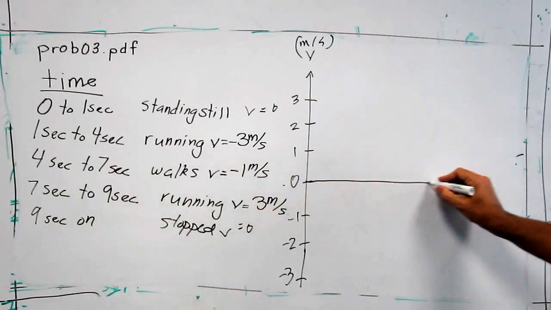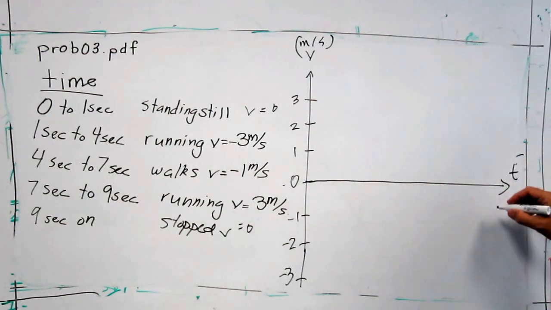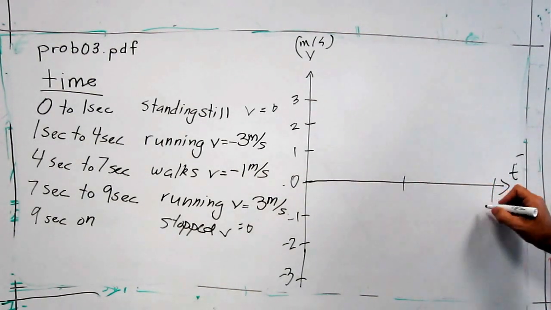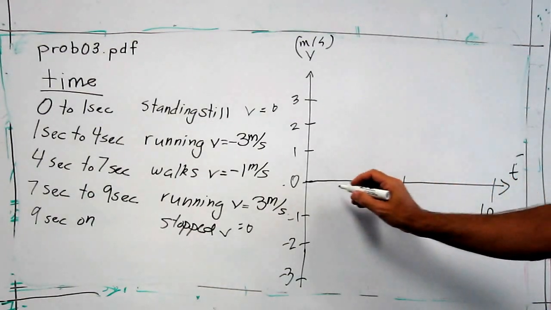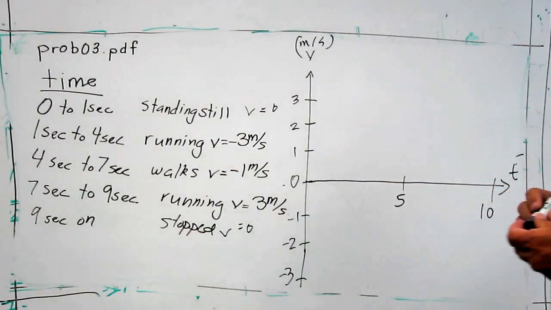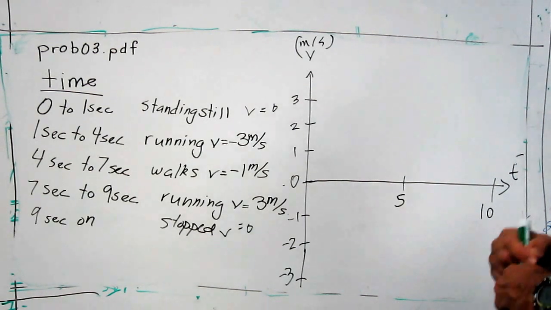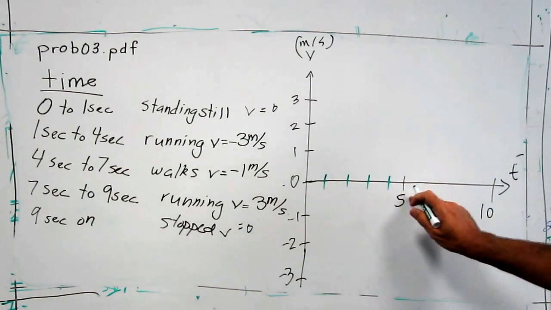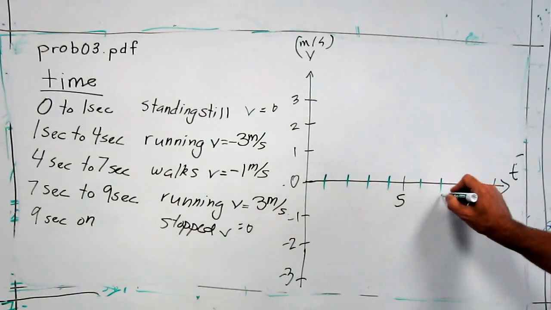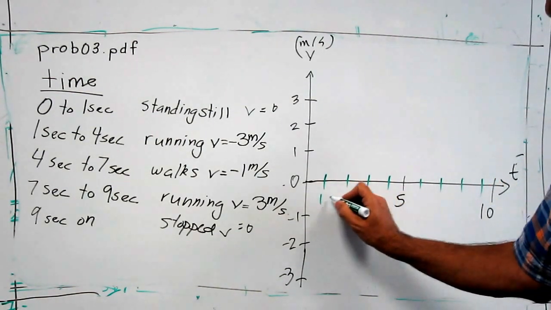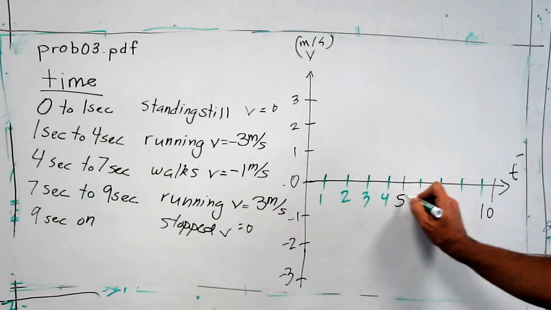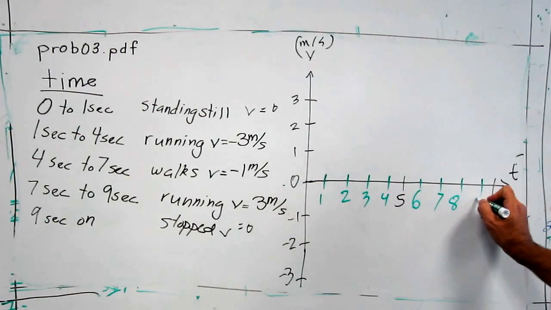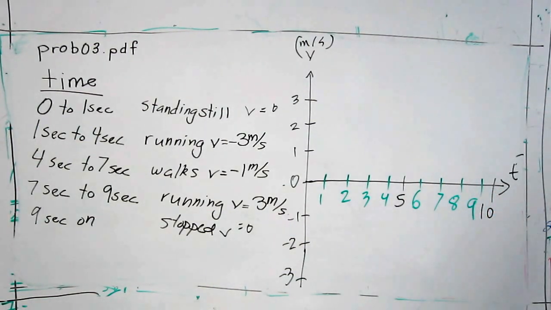And then the time, again, I'm going to do 10 seconds. So this would be 10. This is 5. And you see I'm getting better at this. I can do 1, 2, 3, 4, 5, 6, 7, 8, 9. This is 1, 2, 3, 4. 6. Okay, so between 0 and 1 second, the velocity is 0.